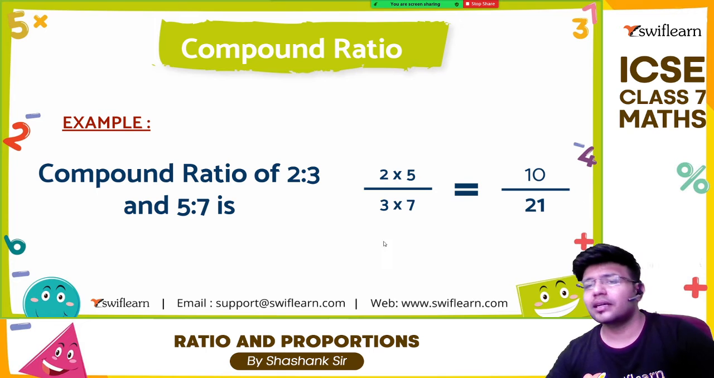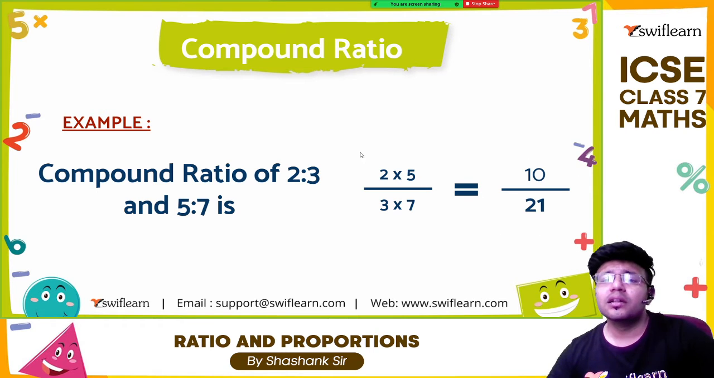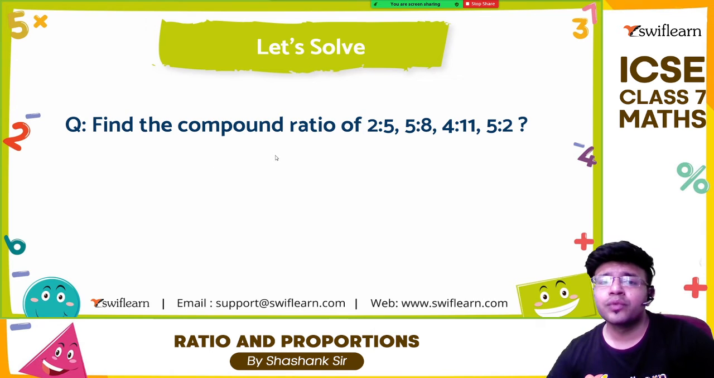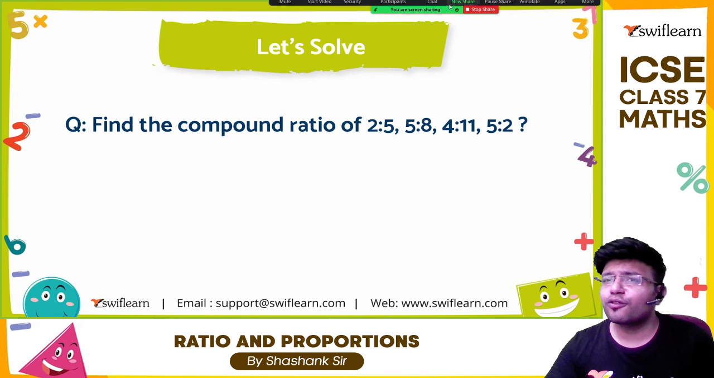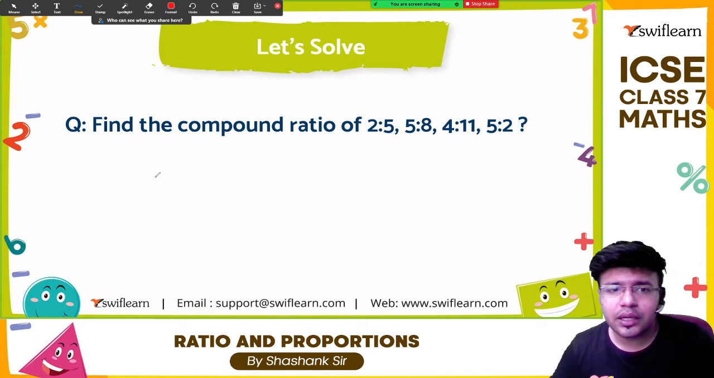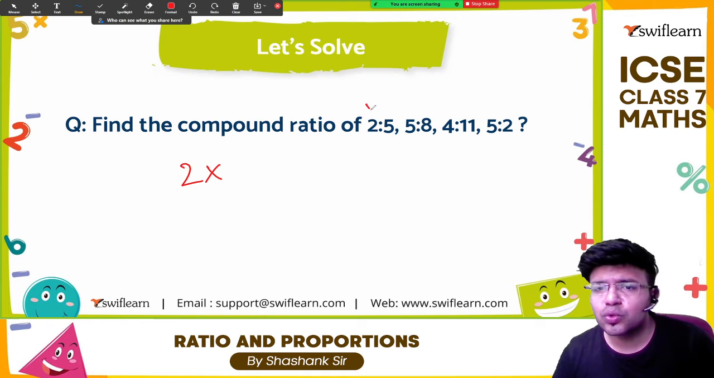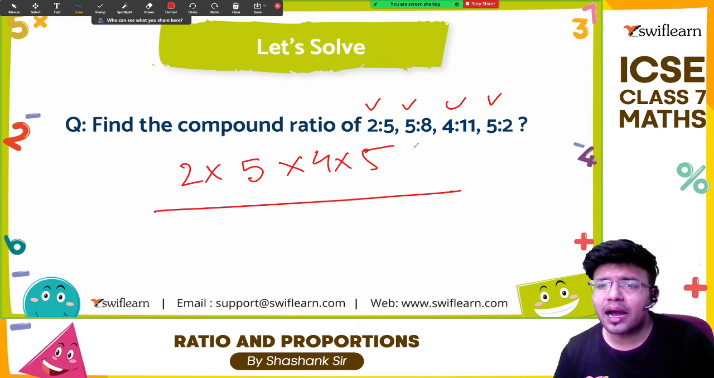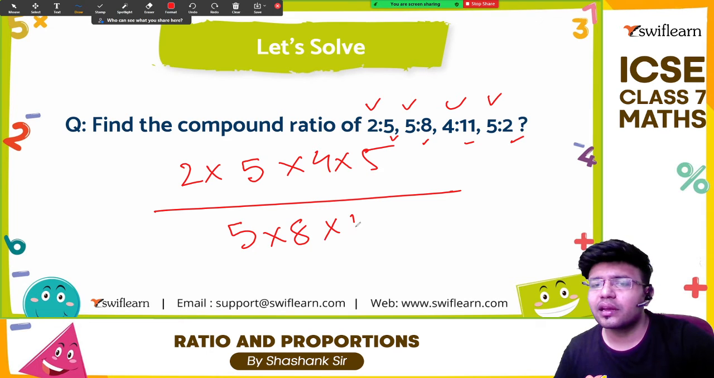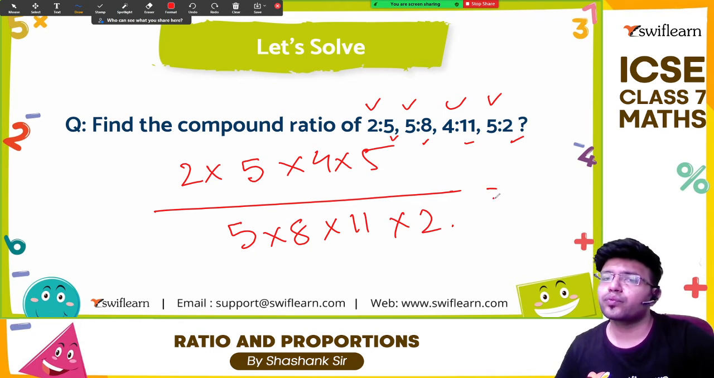So 2 5s are 10, 7 3s are 21. This is the compound ratio of 2 is to 3 and 5 is to 7. Now find the compound ratios of the following. Multiply the product of all the antecedents, which is 2 into 5 into 4 into 5, by the product of the denominators, the consequents, 5 into 8 into 11 into 2.